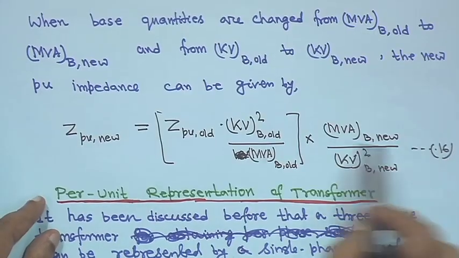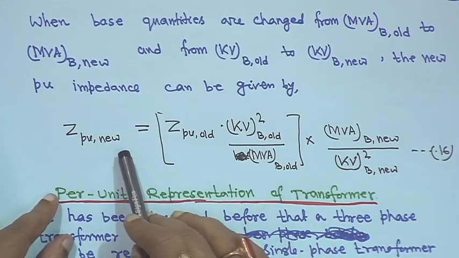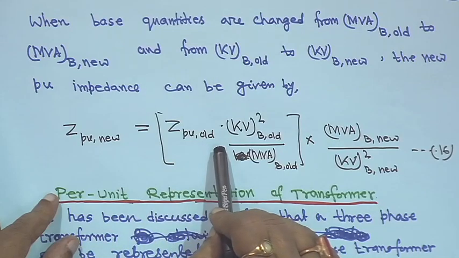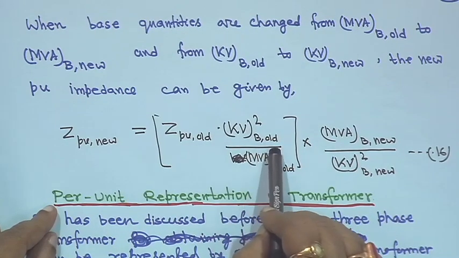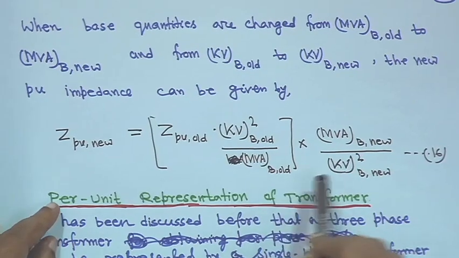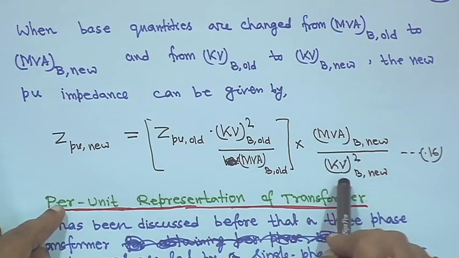So, when base quantities are changed from MVA old to MVA base new and from KV base old to KV base new, the new per unit impedance can be given as something like this. This is equation 16, and this will be frequently used: Z per unit new is equal to Z per unit old into KV square base old, divided by MVA base old, into MVA base new divided by KV base new square.